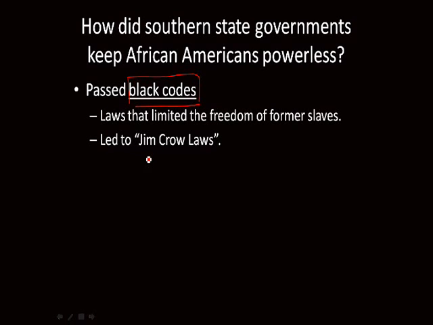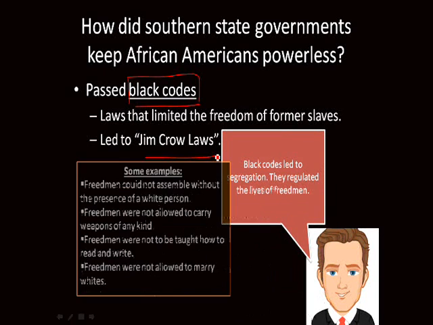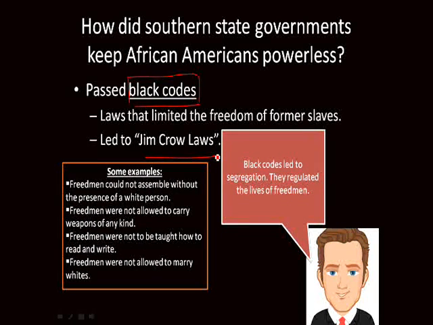Right, led to what are known as the Jim Crow laws. All right, so if we look at some of the pictures down here, I have some examples for you. All right, they couldn't assemble without the presence of a white person, meaning they couldn't have a family get-together, right, in some states. I know we're kind of shaking our heads like, really? That's the way life was back then, right? It was very strict. Freedmen weren't allowed to carry weapons. They weren't allowed to be taught to read and write, which falls into that literacy test thing, all right?